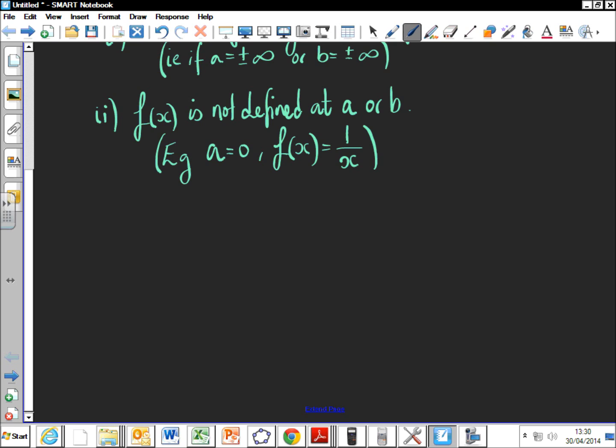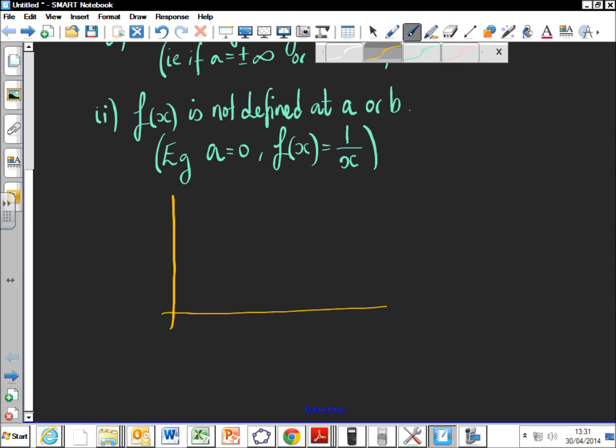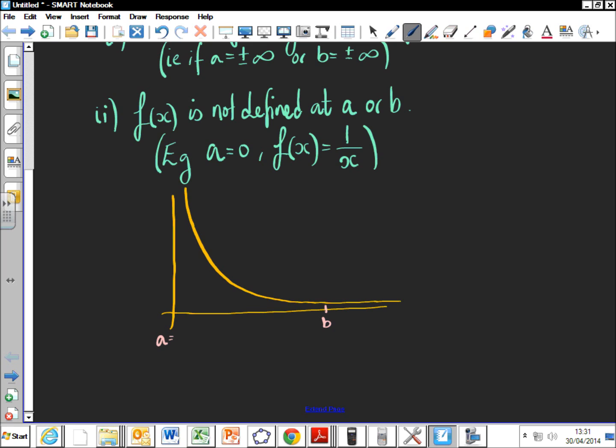Let's just take this a little bit further. We're trying to integrate 1 over x. What does the graph of that look like? Looks something like this. It tails off like that. So the b value, what I'm integrating up to here, could be anything. But if I wanted to integrate from a equals 0 to say b equals 2, well, there's no value really. It goes off to infinity there. It's undefined at this point here.